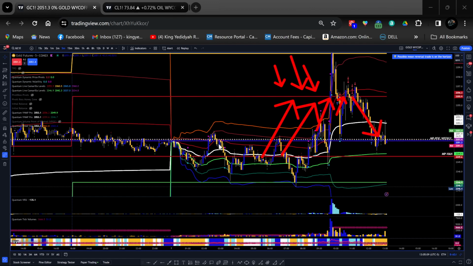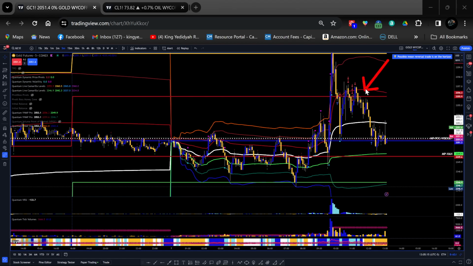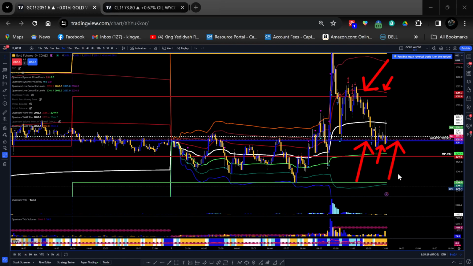So this isn't an A plus setup, but the setup still worked with Camarilla R3 getting breakdown and the first upper deviation band getting breakdown as well. And the target, I was looking for the closest thing that really makes sense where buyers would step in, right? And that would be the POC area of the market profile on the weekly chart. So that's the weekly POC area at 2051.3.